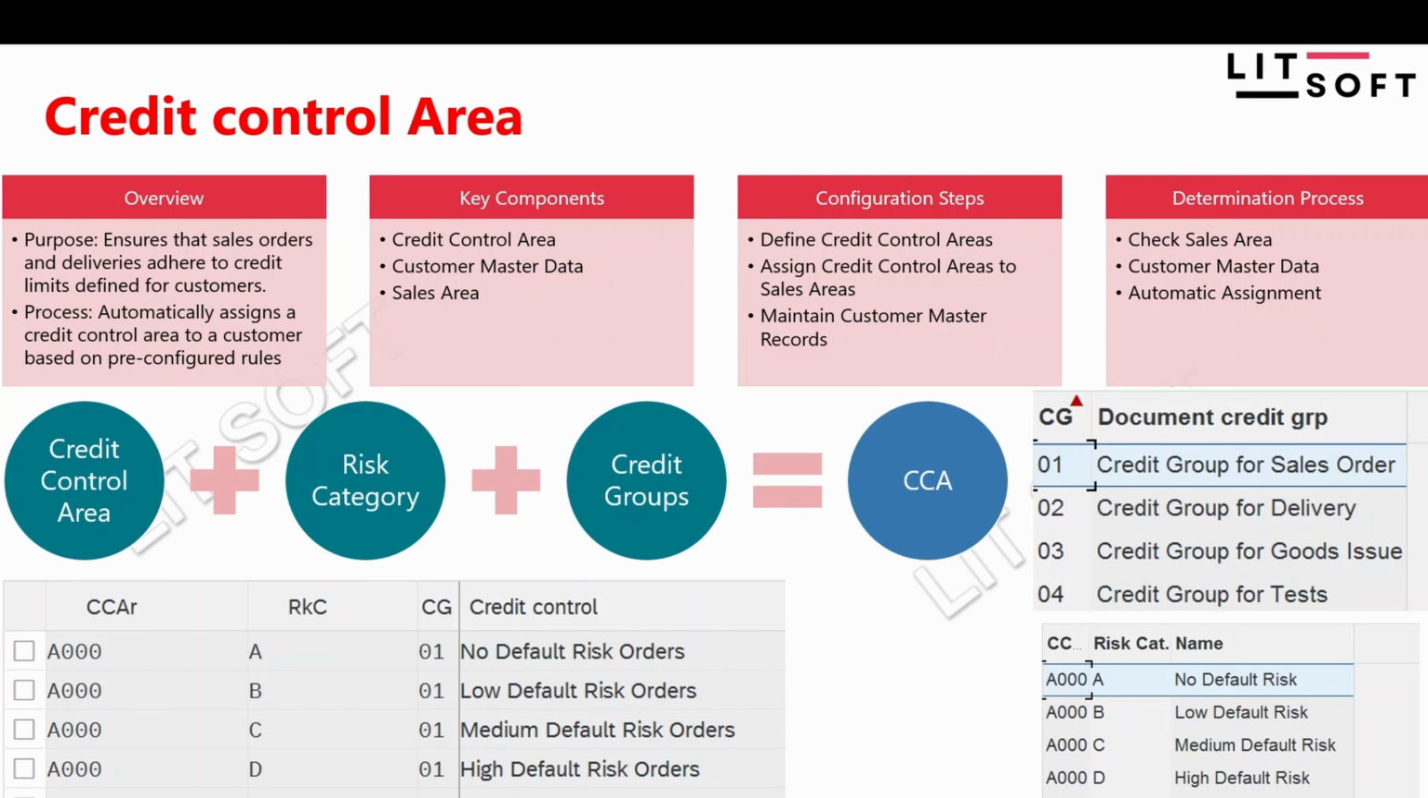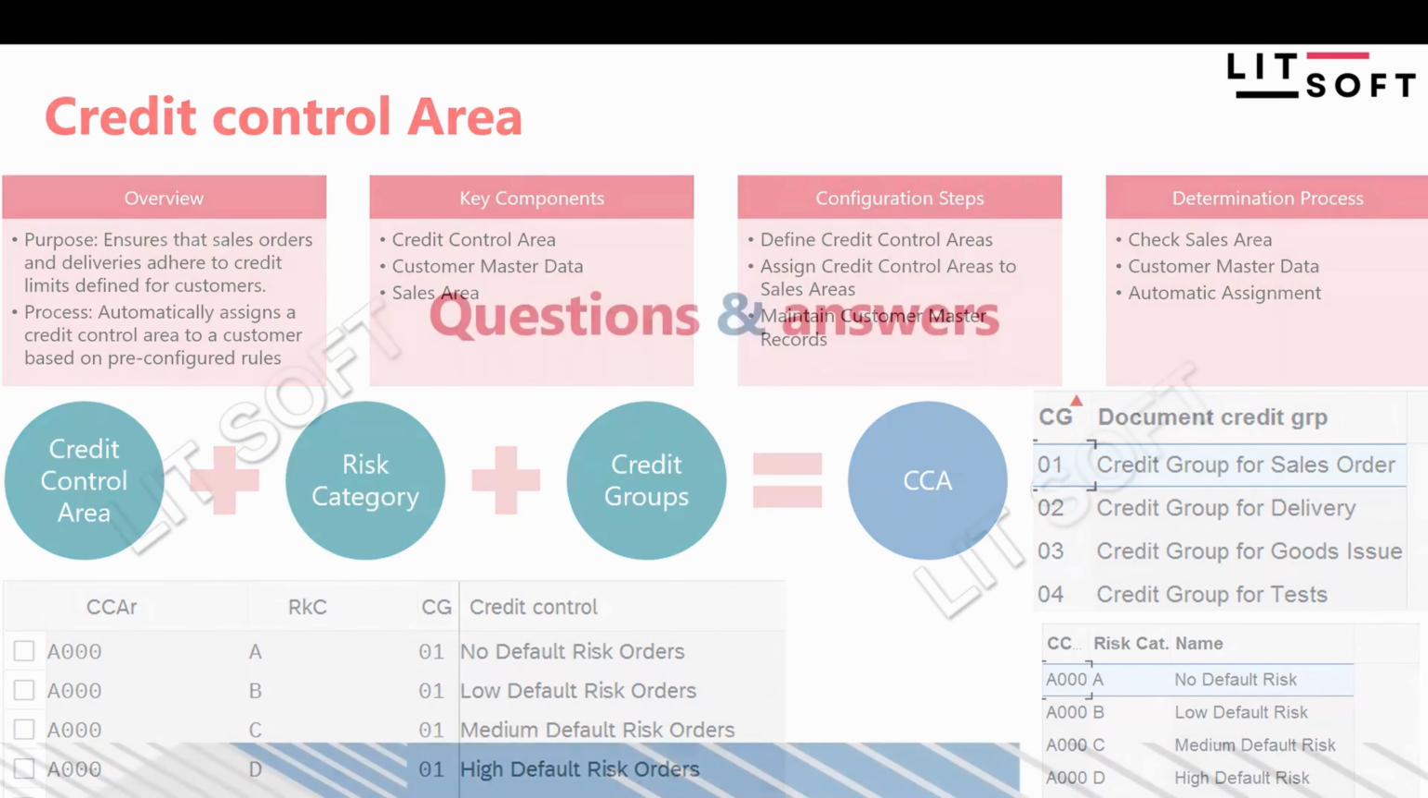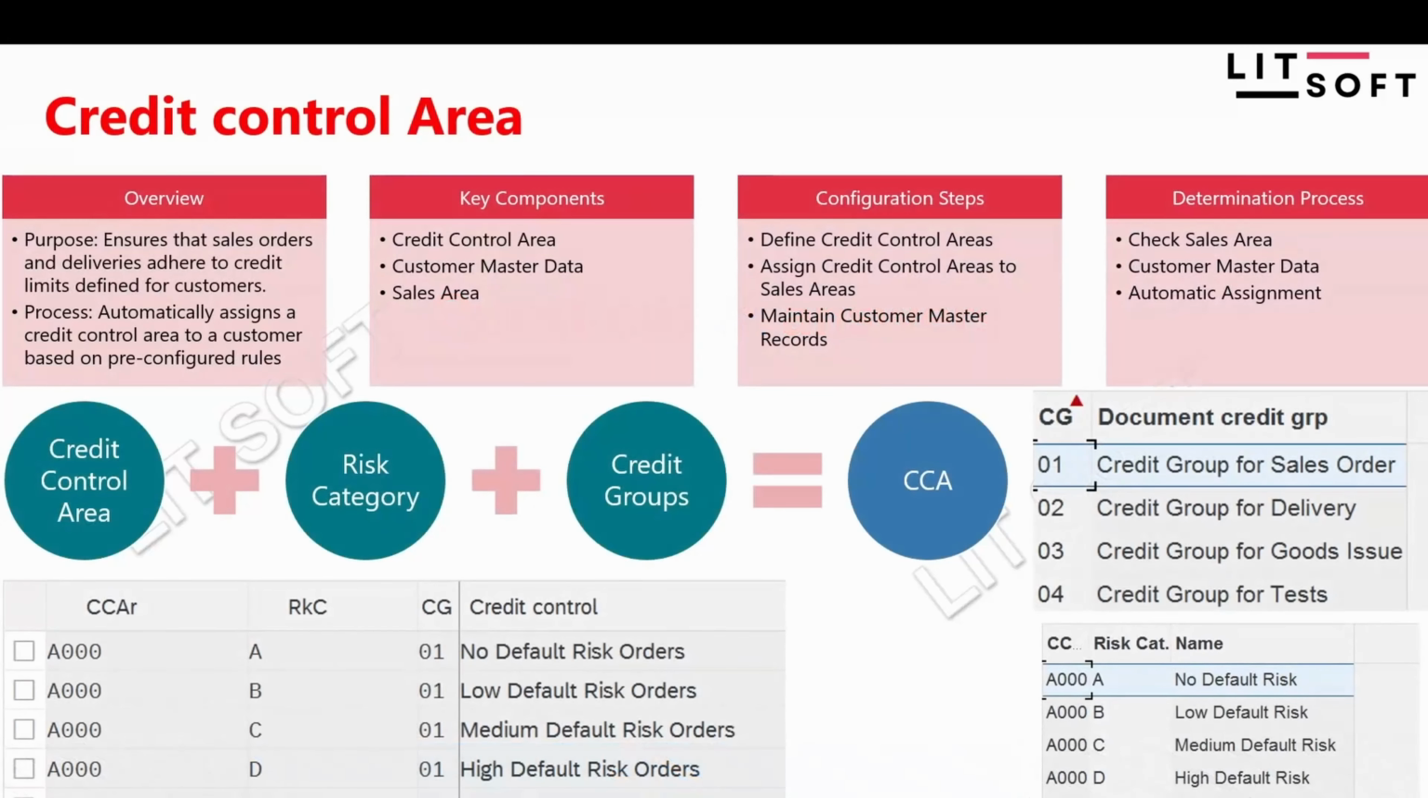Then the configuration step is to define credit control areas, and maintain the customer master record in the VP, where you are going to maintain the overall credit limit and all that stuff. Then the determination process checks the sales area and customer master, with automatic assignment of the credit control area. That configuration will be there. We need to deep dive into that, but this is an overall understanding about what the credit control area is.